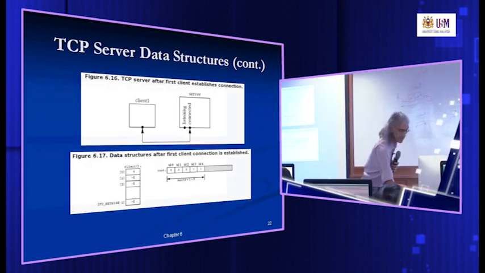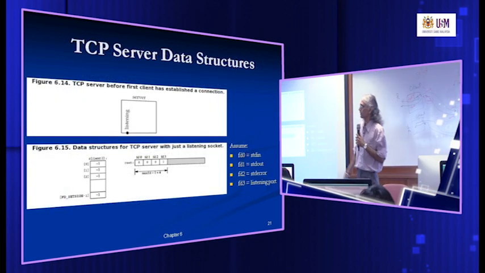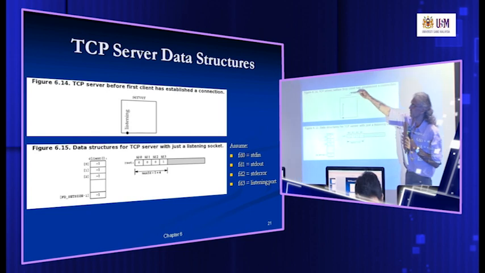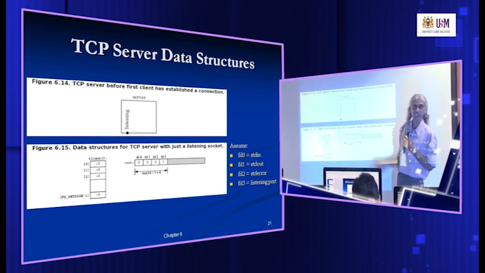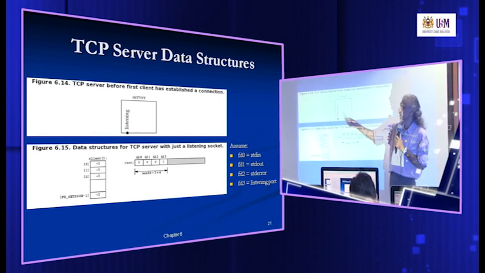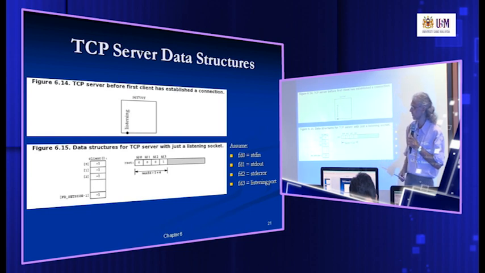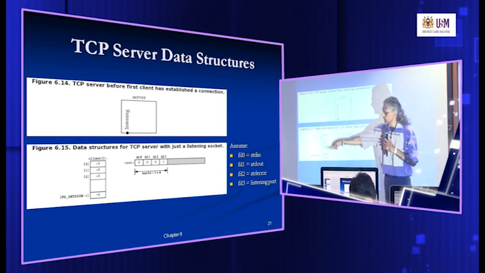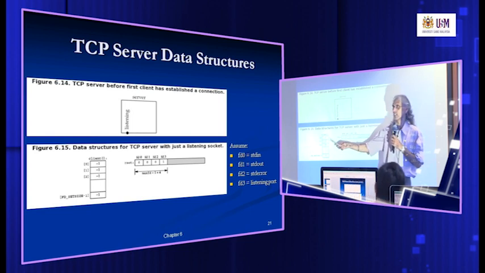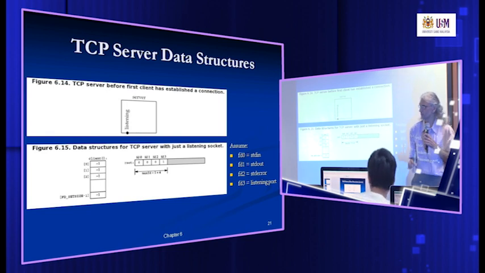Initially, we have a server with no clients yet, so only the listening socket is open. Our client list is all empty, all negative one, negative one. We create a client array to keep the client socket IDs. Because currently they're all empty, all negative one means there's no client connected.